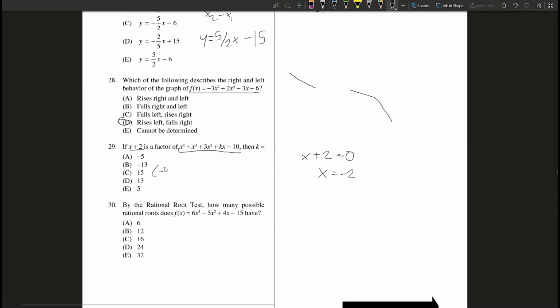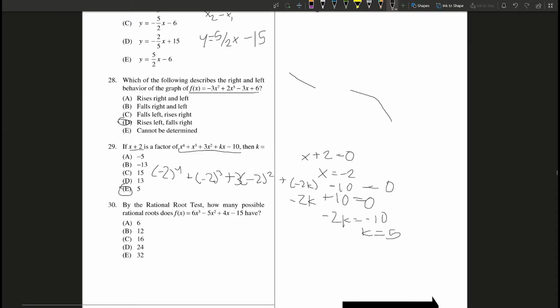So -2 to the fourth plus -2 cubed plus 3 times -2 squared plus -2k minus 10, and then that's going to be set to 0. And then that's going to just come out to be -2k plus 10 equals 0. I'm just skipping the steps for the sake of time. -2k is going to be equal to -10, and k is equal to 5. And that's going to be our answer, letter E right here.